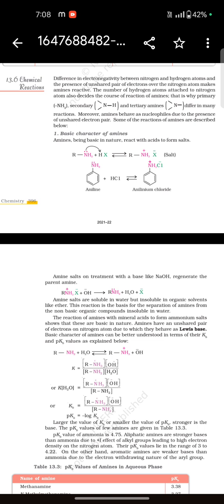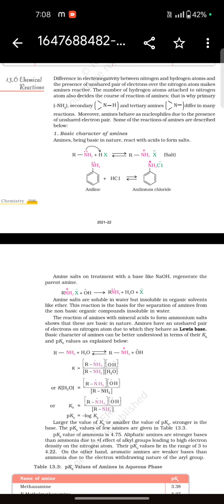Amine being basic in nature reacts with acid to form salt as RNH2 plus HX. It is a reversible reaction, giving RNH3 positive X negative, which is a salt. Aniline, a benzene ring attached with NH2. Here N has one unshared pair of electrons. Plus HCl gives out C6H5NH3 positive Cl negative, aniline chloride. Amine salt on treating with a base like NaOH generates the parent amine. RNH3 positive X negative plus OH negative gives out RNH2 plus water plus X negative.